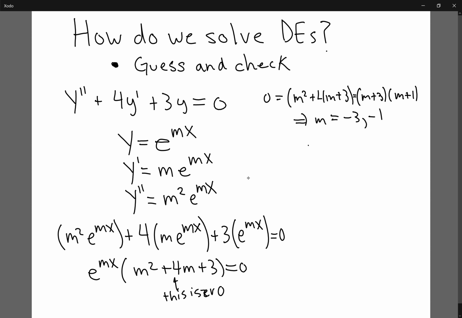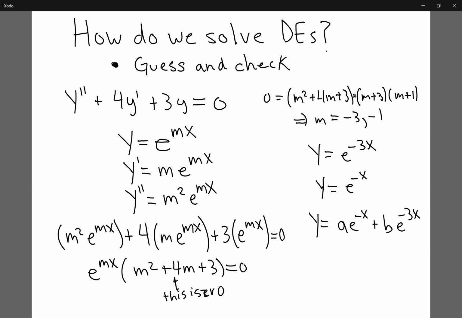So we could say y equals e to the -3x is a solution, and y equals e to the -x is a solution. And in fact, it turns out that the most general solution is actually a linear combination of those. So if we put some arbitrary constant a times one of the solutions plus some arbitrary constant b times the second, you can check this if you take your derivatives that will indeed satisfy the equation no matter what a and b are.